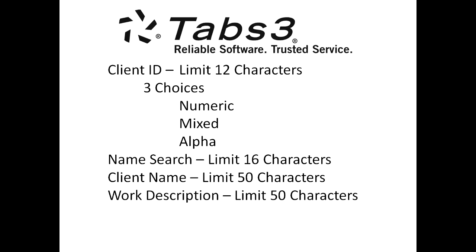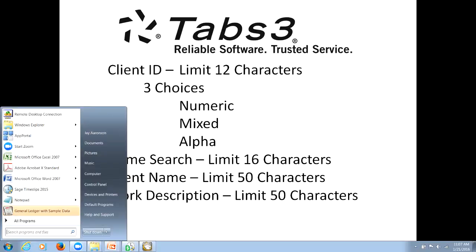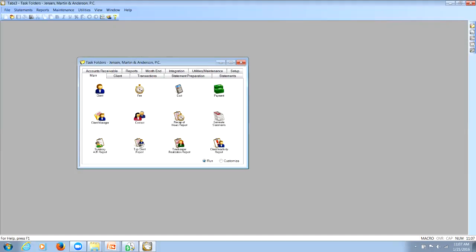In Tabs, you also have a name search field, which is limited to 16 characters, a client name field, which is limited to 50 characters, and a work description, which is limited to 50 characters. And let's go into Tabs, and I'll show you how that all plays out.